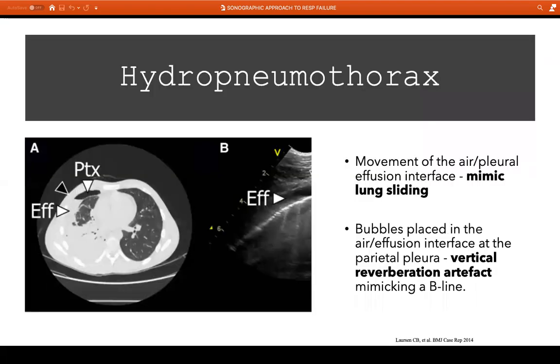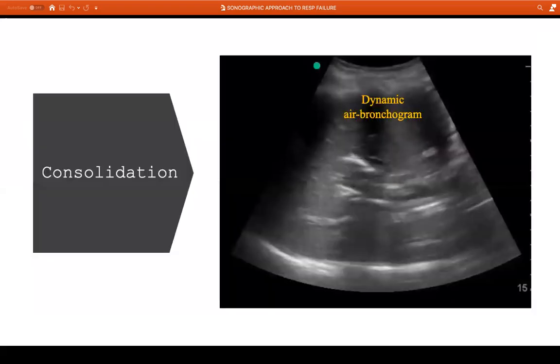But if there is a hydropneumothorax, that is, air and fluid present on the same side, the interpretation can be a little tricky because there may be a movement of the air and pleural effusion interface indicating a lung sliding. Sometimes in ultrasound, it may appear like that. At the same time, if there is a bubble placed at the air-effusion interface at the parietal pleura, you may get some vertical reverberation artifact, mimicking B lines. So identifying hydropneumothorax with an ultrasound can be tricky and is one of the drawbacks of lung ultrasound.